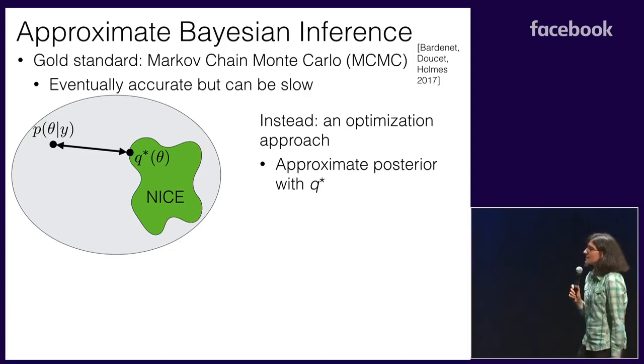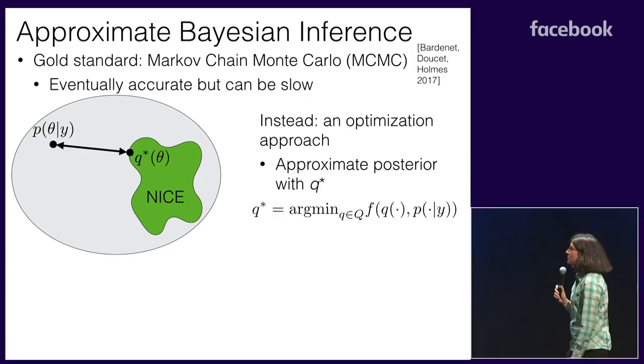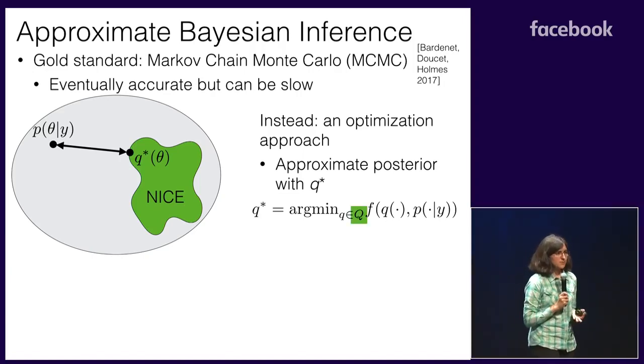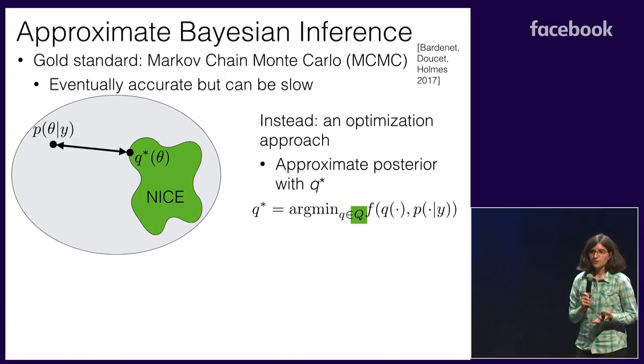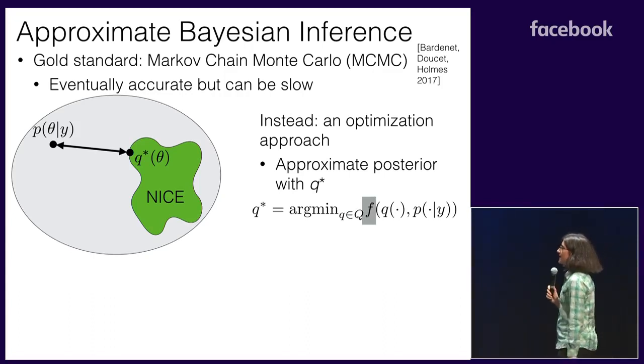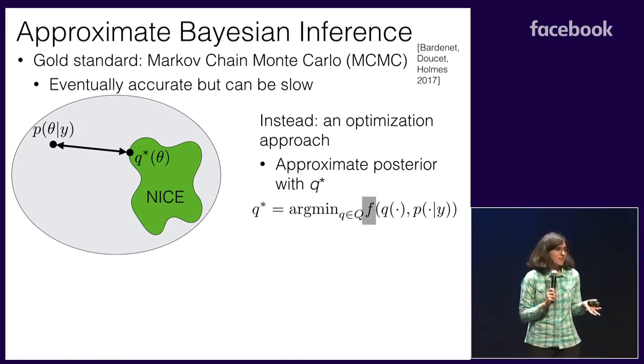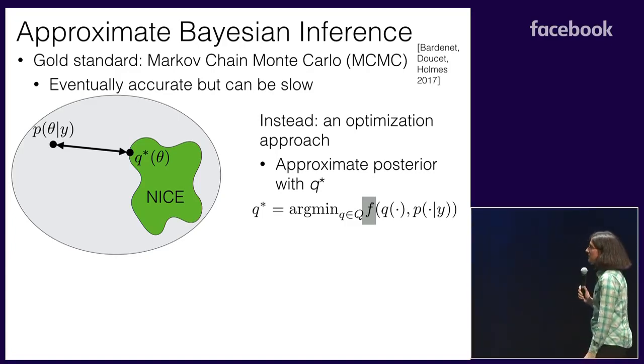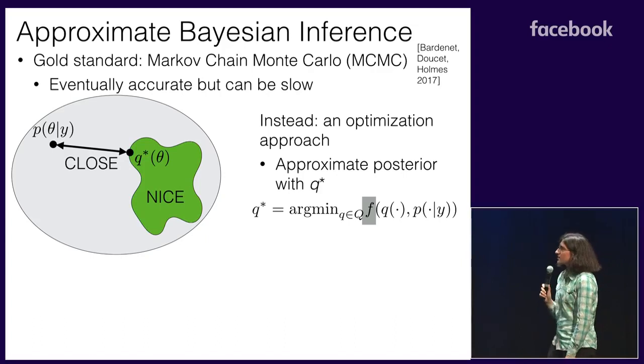And so now we have something that's starting to look like an optimization problem. We want to find Q star out of all of the nice distributions, let's call them capital Q, such that it is the least far. So we have farness represented by this F. So we want to find the closest of the nice distributions.